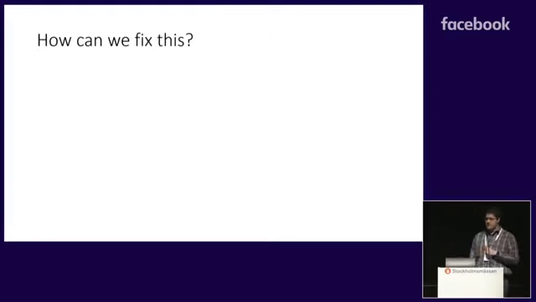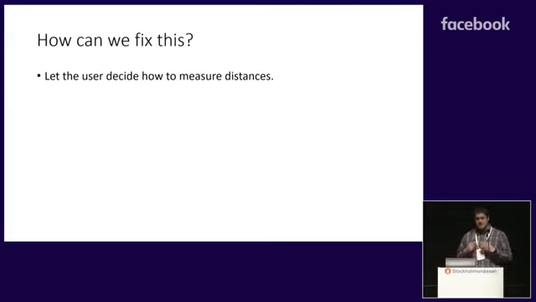So how can we fix this? The fix to this is we want to let the user decide how to measure distance. So instead of you picking a representation, that implicitly defining a notion of distance that changes the behavior, you now pick your representation and you pick your notion of distance. And we will now give you the update that respects that notion of distance.